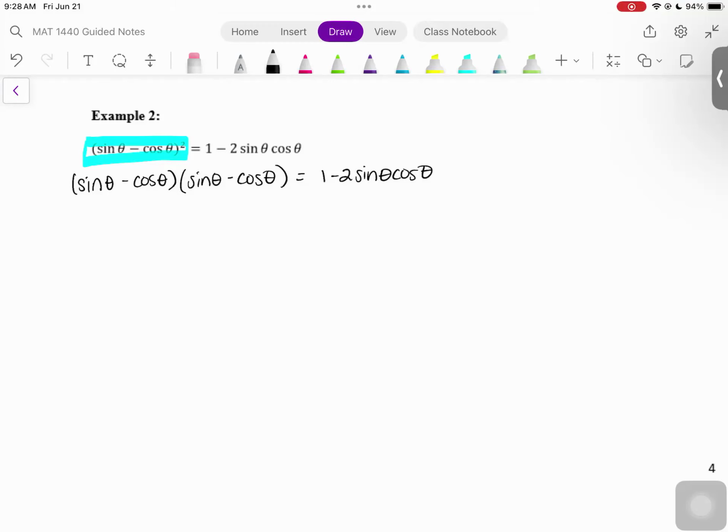So our first, sine theta times sine theta, is sine squared theta. Our outer term is sine theta times negative cosine theta, so minus sine theta cosine theta. Inner is negative cosine theta times sine theta, so another one of those terms, minus sine theta cosine theta. And then our last terms, negative cosine theta times negative cosine theta is positive cosine squared theta, equals 1 minus 2 sine theta cosine theta.